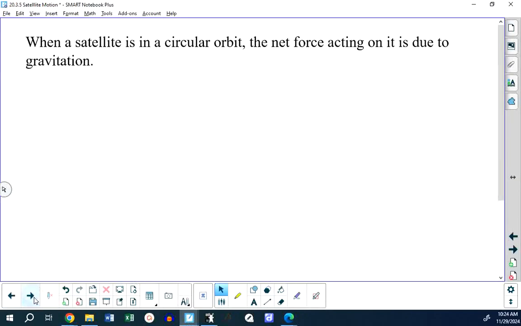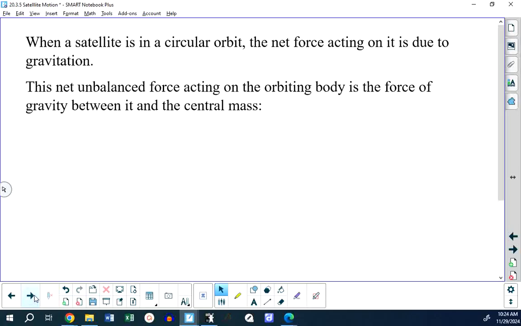All right. So when a satellite is in circular orbit, the net force acting on it is caused by gravity. It's caused by a gravitational force of attraction between the satellite and the planet that it is orbiting. This net unbalanced force is the force of gravity, and we can call it the centripetal force if we like, because once again, what is the relationship between net force and centripetal force? They're the same thing, right? As long as the object's moving in a circle. This is the key to solving any satellite problem.